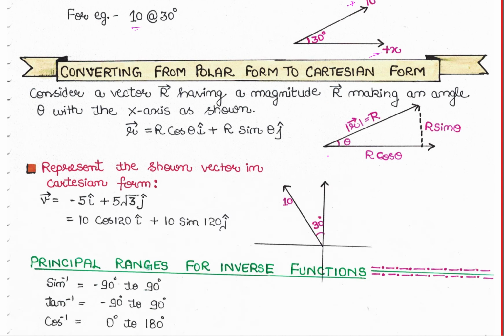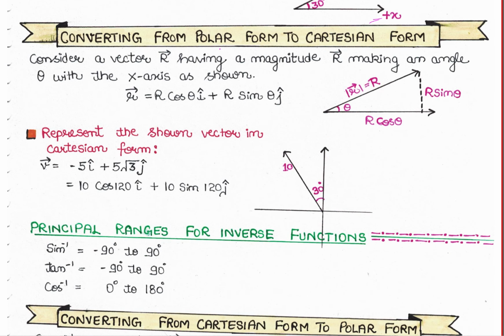Okay. Now what is the relation between the polar and Cartesian forms of a vector? Consider a vector r having magnitude r making an angle theta with the x-axis as shown in the figure. So this is our vector r which is making an angle theta with the horizontal component or the x-axis. So we can write the small r vector is equal to r cos theta i cap plus r sin theta j cap.